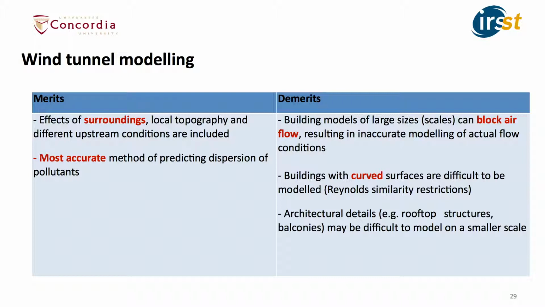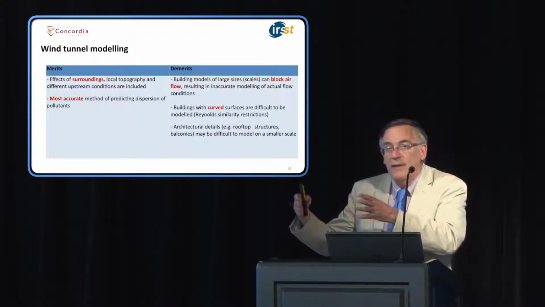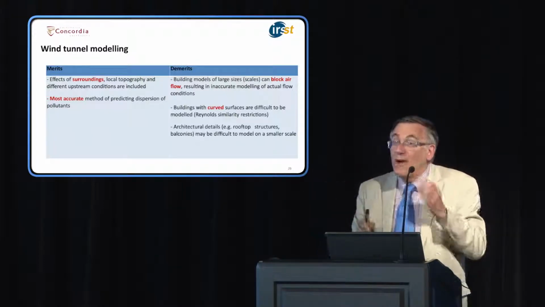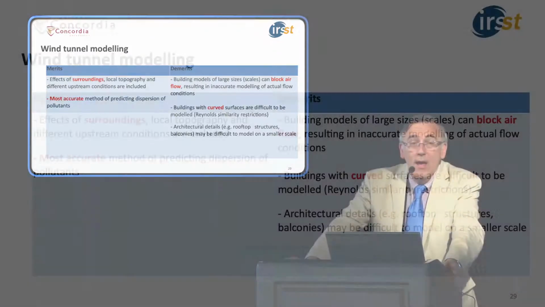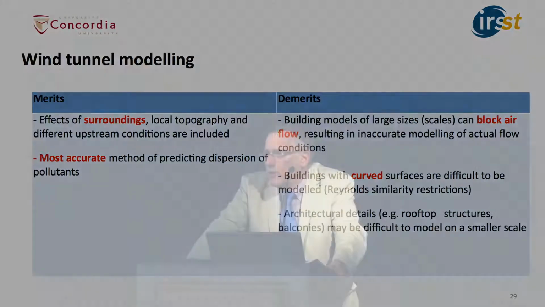Well, the disadvantage is that sometimes we may need to have building models of large scales, and of course this can block the flow. You see, the wind tunnel is supposed to represent what's happening outside, but outside we say the sky is the limit, right? There are no walls, there are no ceilings. In the wind tunnel, we have walls and we have ceilings, so we have to make sure that the model is very small in comparison to the space, otherwise the results are not going to be representative. When you have buildings with curved surfaces, then they are very difficult to model, because we have some Reynolds number similarity restrictions there. When you have architectural details that could be very important for the local flow regime, like balconies, rooftop structures and so on, again, these may be difficult to model. So there's nothing perfect, there are difficulties there, that's why researchers struggle with that.